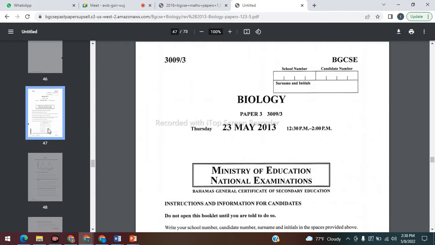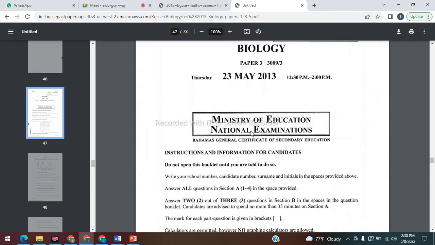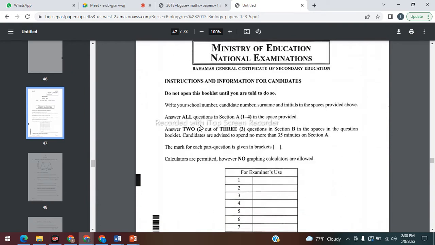Paper three. Okay, let's begin. This is paper three, 2013, and this exam was in May. So what do they say here? Answer all questions in section A, 1 through 4, and then answer 2 out of the 3 questions in section B. So you have a choice for section B, but for section A, you don't have a choice.